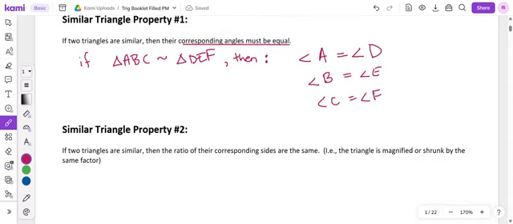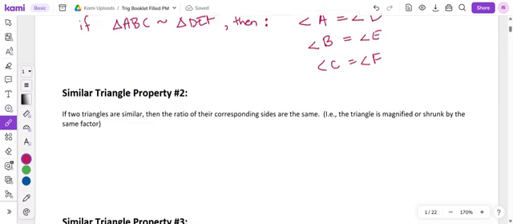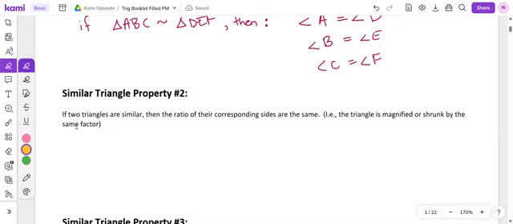Okay, so we know that. Obvious. We figured it out a long time ago. Okay, what else have we figured out? Well, we figured out the second property. And the second property says, okay, the angles are the same. What about the side lengths? Well, the side lengths are not the same, but what we can say for sure is that the ratio is the same for all the sides. So if two triangles are similar, then the ratio of their corresponding sides is the same.